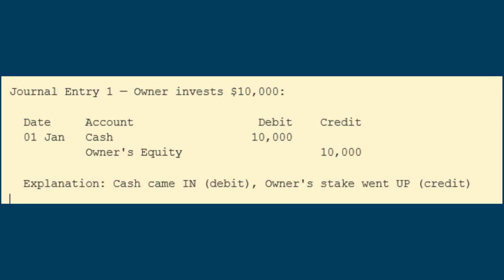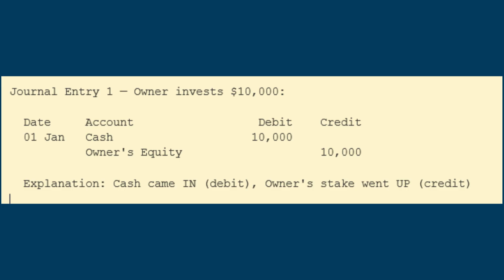What does a journal entry look like? Every journal entry has 4 things: the date, the accounts involved, the amounts, and a short description. And every entry has 2 sides, a left side, which we call a debit, and a right side, which we call a credit. The most important rule in all of accounting is this: every journal entry must have equal debits and credits. Always. No exceptions.